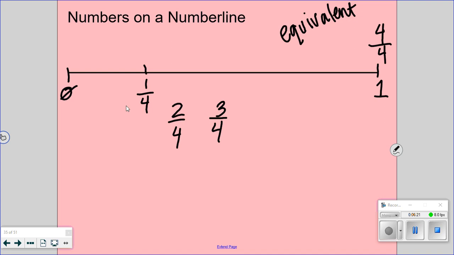All right, so now we've got these guys. I've got 2/4 and I've got 3/4. Where are they going to go? We figured out the 1/4. That was pretty easy peasy. We figured out 4/4, but what about these other pieces?